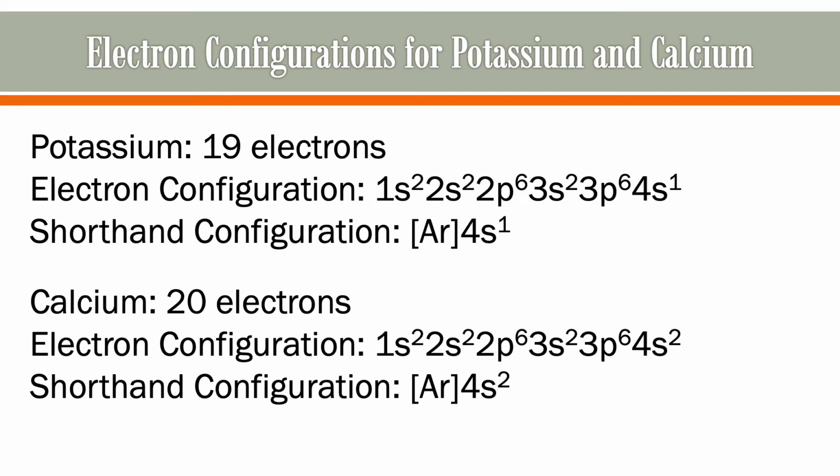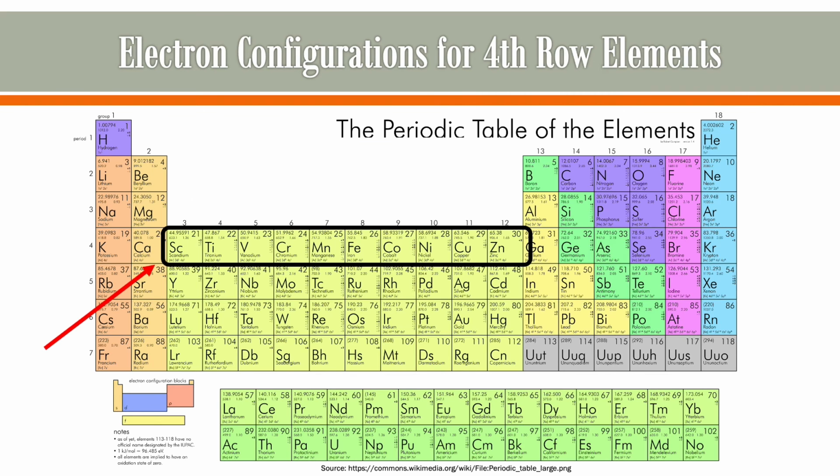You can see these configurations are starting to get long, as we'll be adding electrons to the 4s, 3d, and 4p orbitals eventually. I'll write the shorthand configurations moving forward. You'll notice the elemental symbol for argon in brackets for the shorthand configurations. Next, we enter the d block of the periodic table. These are the transition elements.